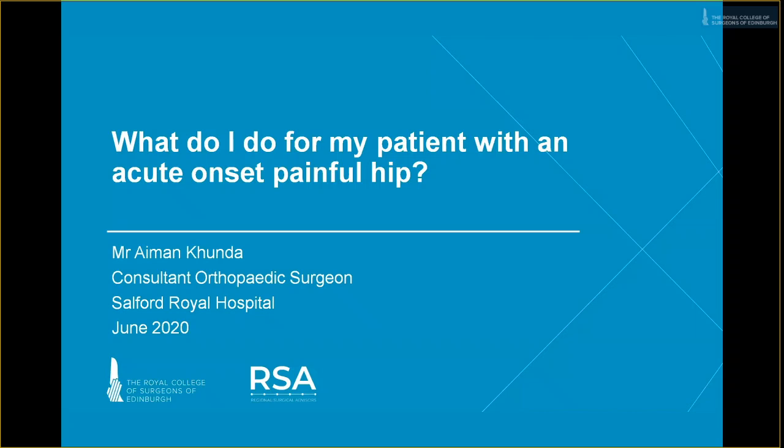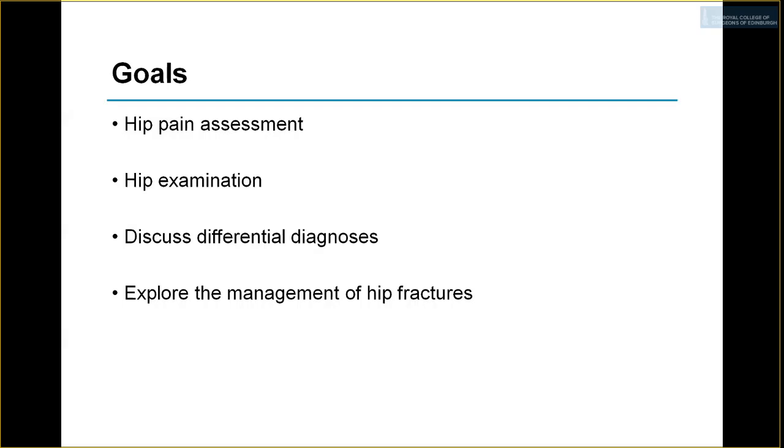We're going to talk today about hip pain, and the goal is, as Paul has mentioned, to learn how to assess pain originating from the hip, how to carry out a focused examination of the hip joint, and also we'll discuss some common differential diagnoses, and explore the management of hip fractures, because this is a common topic that every doctor will come across during their career, regardless of their specialty.